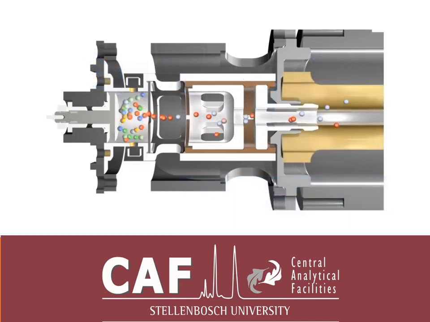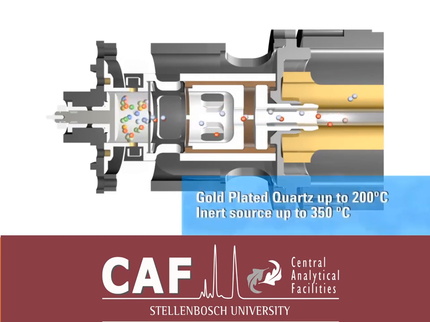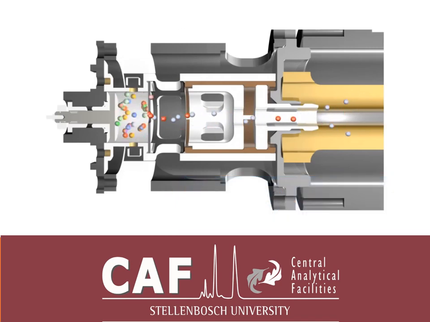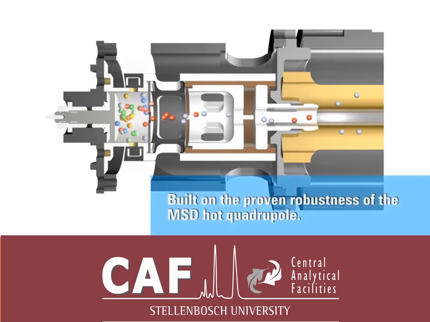The Agilent 7000A uses a combination of proprietary and patented technologies to avoid contamination problems and ensure robust, high-performance operation. These include an inert source operating at up to 350 degrees Celsius and quartz quadrupole operating at up to 200 degrees Celsius. With 35 years of MS experience, Agilent built the 7000A around the unique hot quartz analyzer of the MSD, not the cooler metal quadrupole rods used for LC-MS-MS.